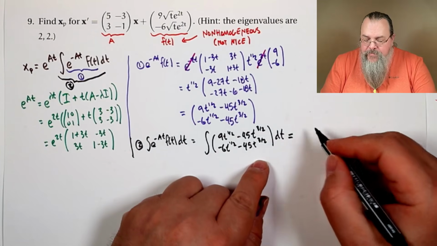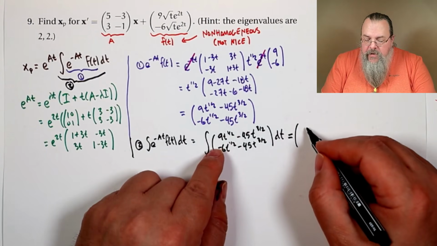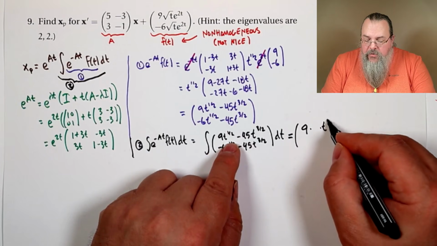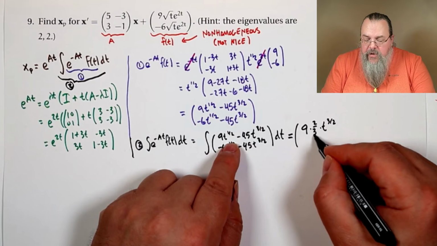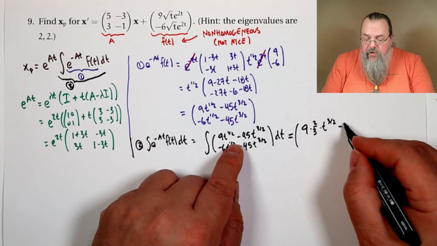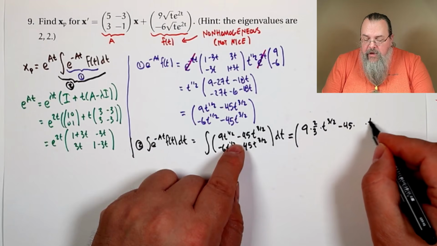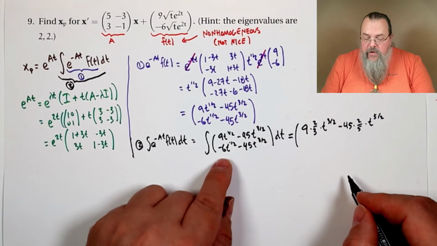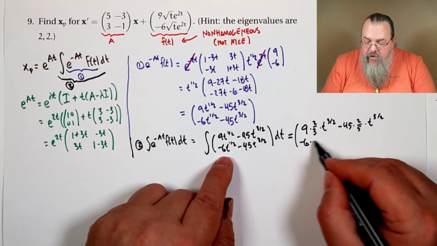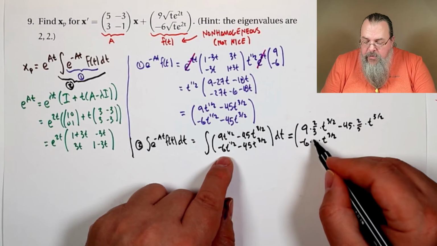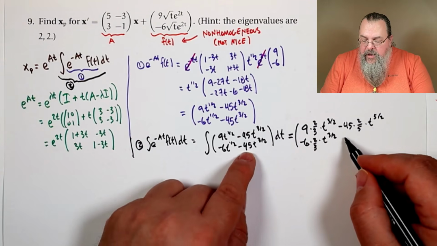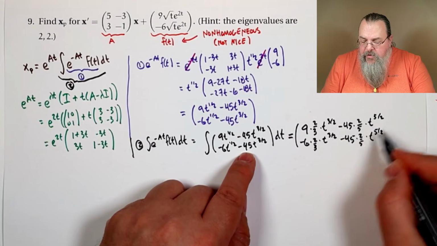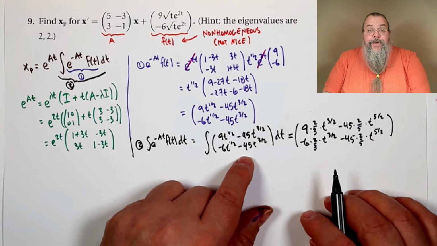So, we're going to have 9, and the integral of t to the 1/2, well, that's t to the 3/2, but times the reciprocal, 2/3, minus 45, t to the 5/2 times the reciprocal, 2/5. Downstairs, minus 6, again, t to the 3/2, but multiplied by the reciprocal, and minus 45 again, t to the 5/2 times the reciprocal.